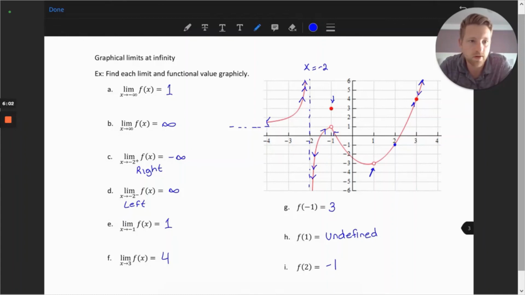So through this exercise, I hope that you realize the difference between the idea of a limit and the functional value and what concepts separate them.